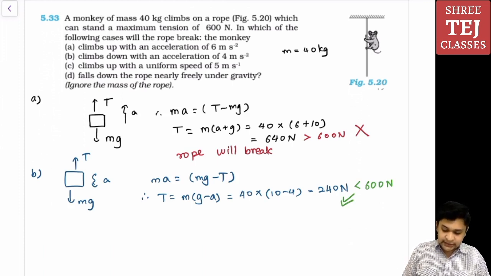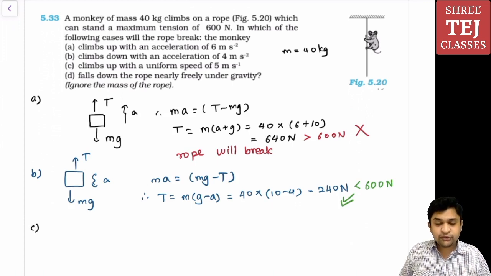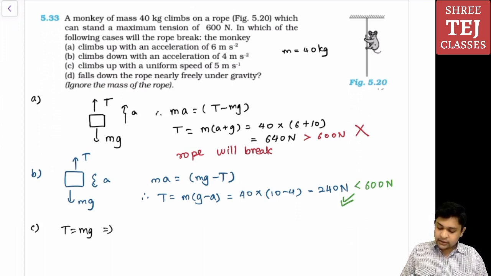Now the third condition, C, is climbs up with uniform speed of 5 meter per second. So there is no acceleration. Therefore, T will be equal to mg. So that would make 40 into 10, 400 Newton, which is less than 600 Newton. Therefore, rope will not break.